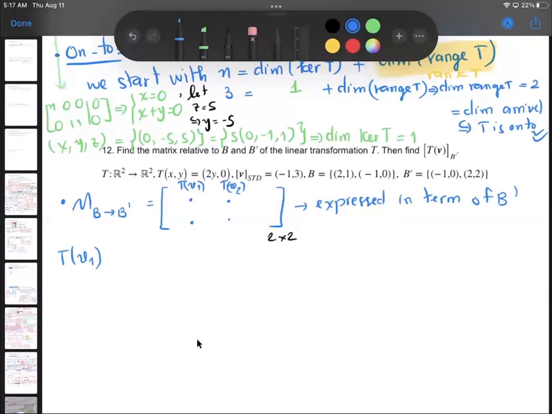Negative 1, 3 equal to C1. You do the same thing like you did before. 2, 1 plus C2 negative 1, 0. And here you can solve C1 equal 1 half and C2 is negative 3. So fill it in, 1 half and negative 3. And then you multiply together, you should get the answer. Okay.